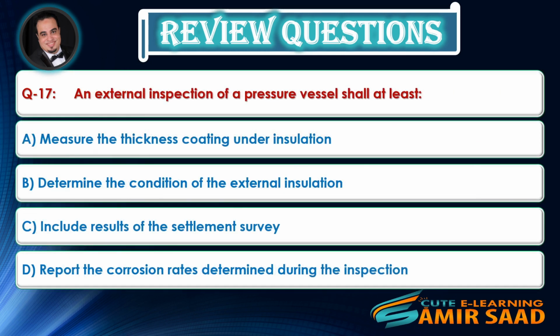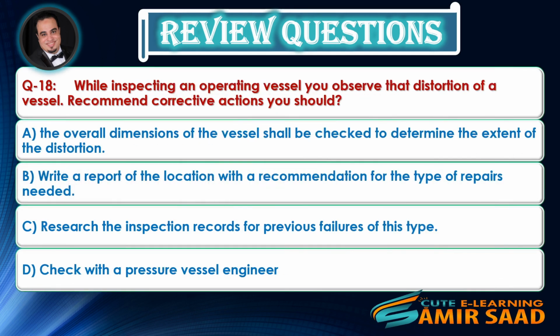Question number 17. An external inspection of a pressure vessel shall at least. Answer is B. Question number 18. While inspecting an operating vessel, you observe distortion of a vessel. Before you recommend corrective actions, you should. Answer is A.